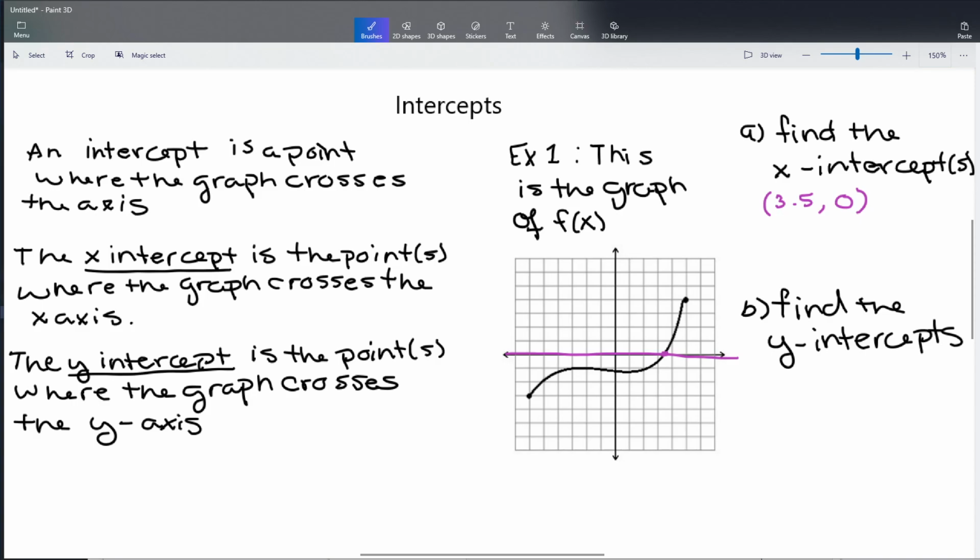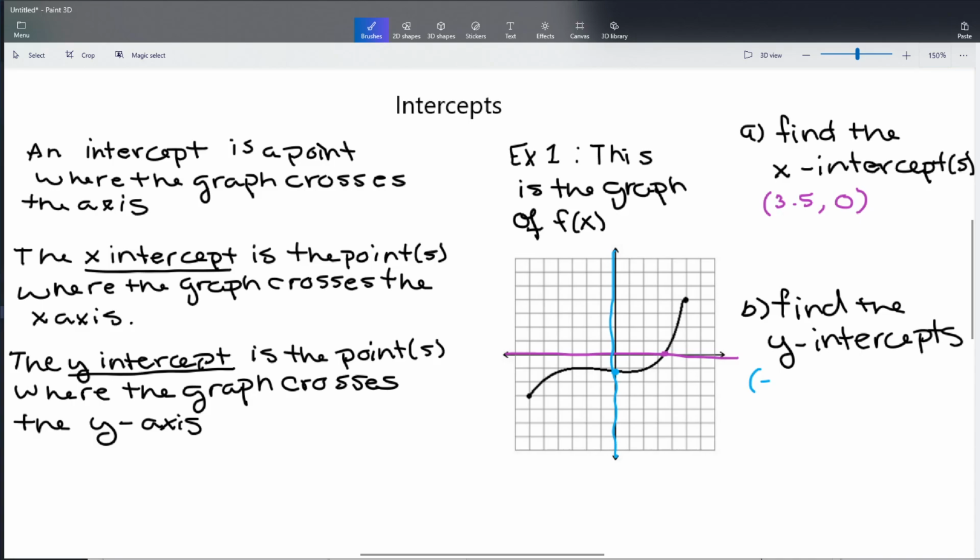So let's look at the y-intercept here. The y-axis is the vertical axis, this one here. Again, I'm looking for the point where this graph crosses that axis. I can tell I'm looking at this point right here. That point is a little bit under -1. So I might say this is -1.2 or something.